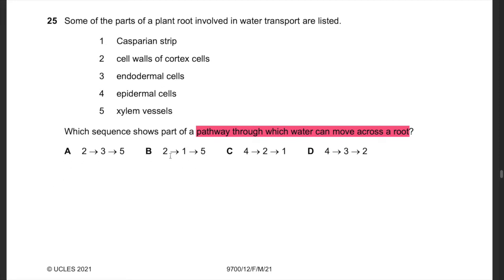So if you look at options A and B, it cannot be B because 1 represents Casparian strip and Casparian strip doesn't allow the movement of water. So the answer is A.